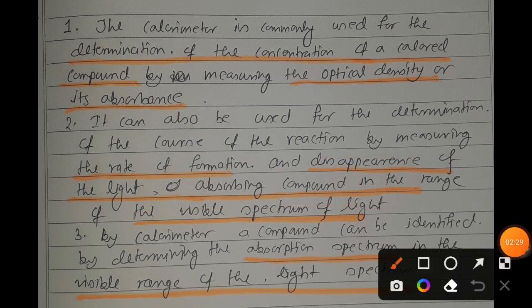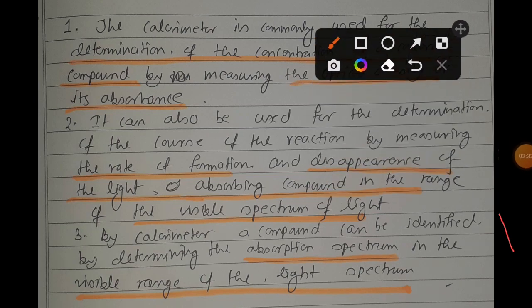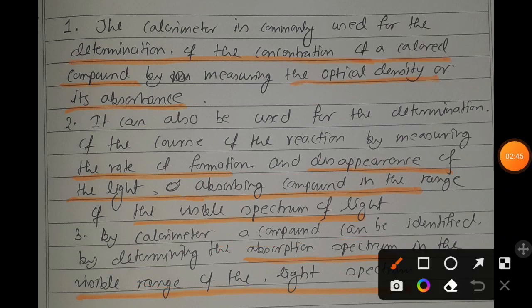Okay, and by colorimeter another important thing that I want to mention is that you can identify a compound by determining the absorption spectrum in the visible range of the light spectrum. So let's talk about the example of paracetamol. Paracetamol has an absorbance at 640 nanometer.